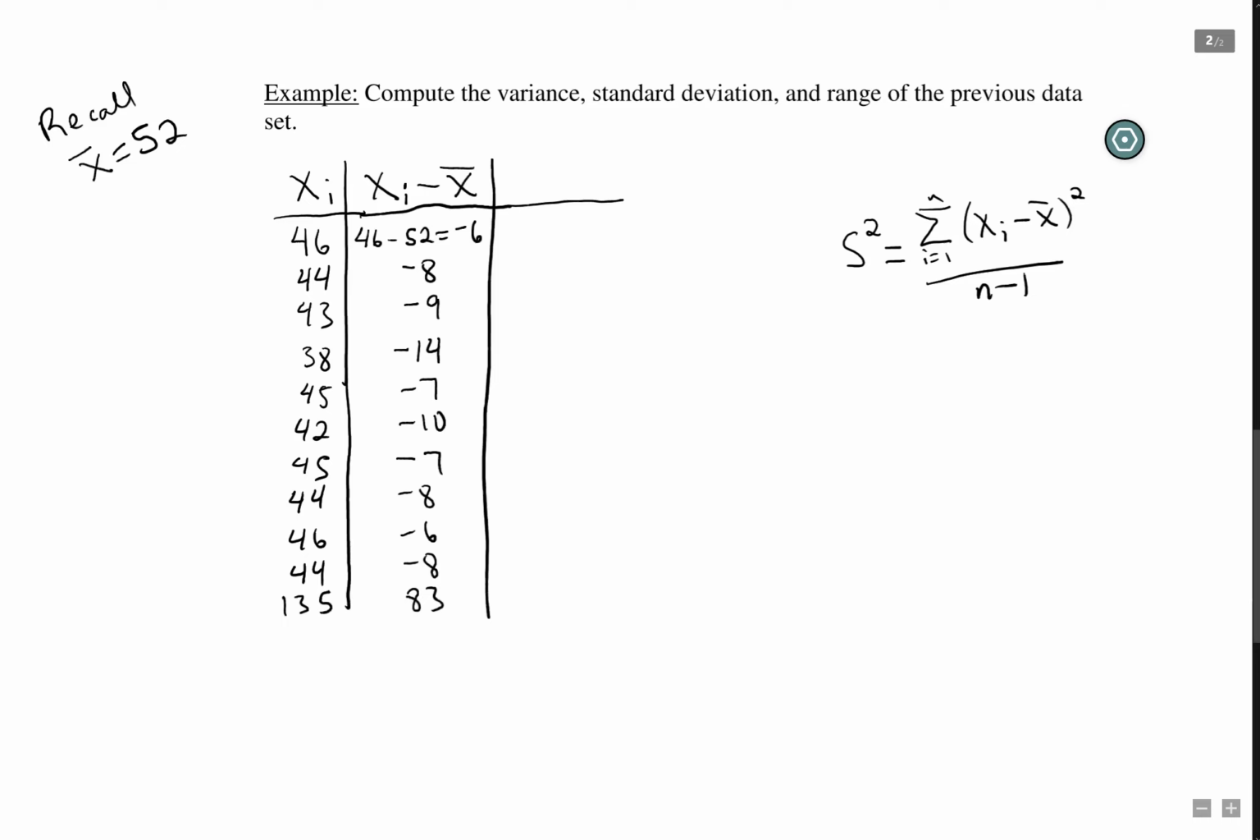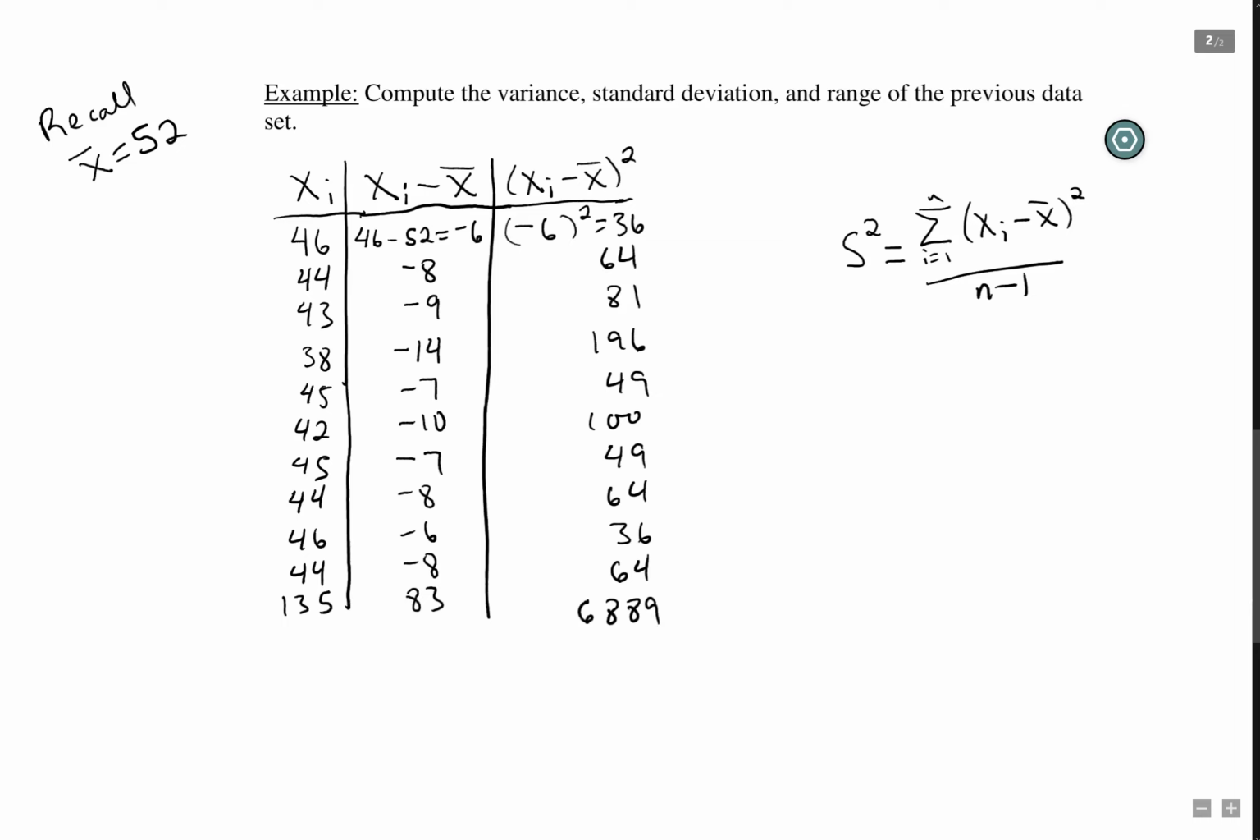Now what I also need from the formula is to square each deviation. So I'm going to have a column for that, this third column here, xi minus x bar squared. I'm going to square the first deviation. I take negative 6 and square it, and I get 36. If I square negative 8, I get 64, 81, 196, 49, 100, 49, 64, 36, 64, and then here's a big one, 6,889.